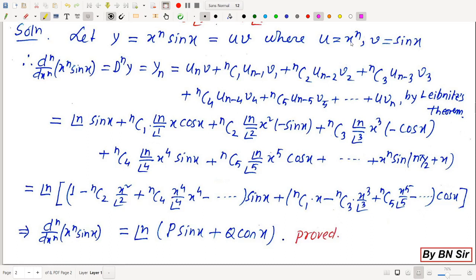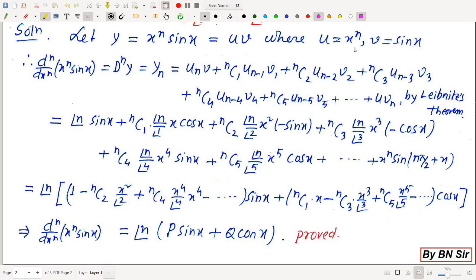Then n minus 2th derivative of x to the power n is n factorial by 2 factorial x square, and derivative of cos x is again minus sin x, plus nc3 into x, n minus 3th derivative of x to the power n is n factorial by 3 factorial x cube, and derivative of this minus sin x is minus cos x. Then nc4, n minus 4th derivative of x to the power n, so it is n factorial by 4 factorial x to the power 4 sin x, because derivative of minus cos x is sin x. Actually we decrease derivative of first factor and increase derivative of second factor.